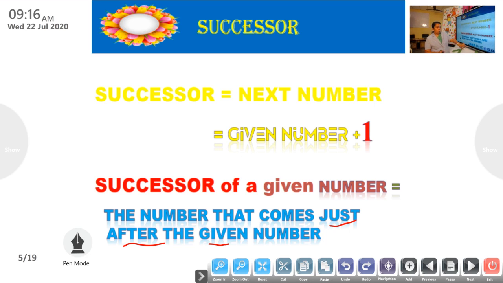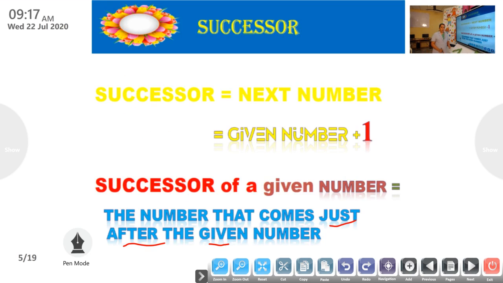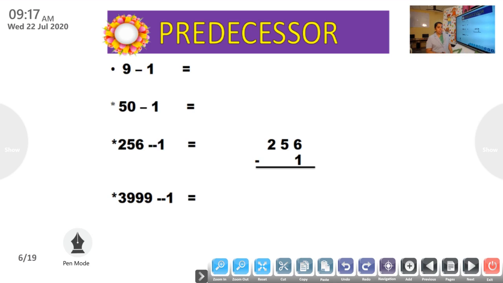So, what do you mean by successor? Yes, it's a number that comes just after the given number. Is it clear? Then we learned just before, isn't it? So just before is also known as predecessor. The number just before is also known as predecessor.